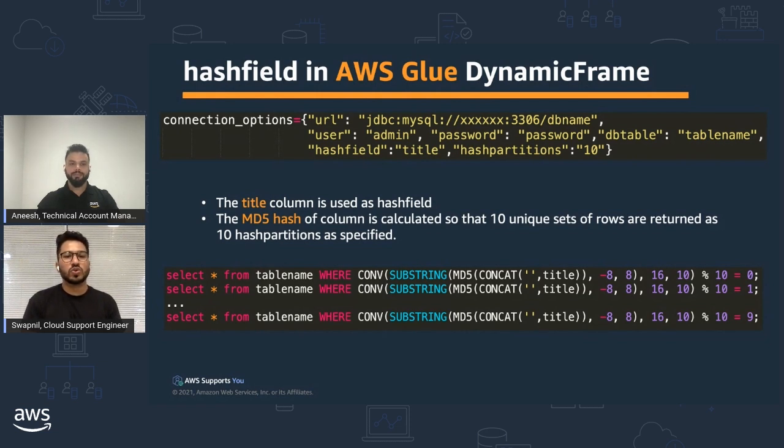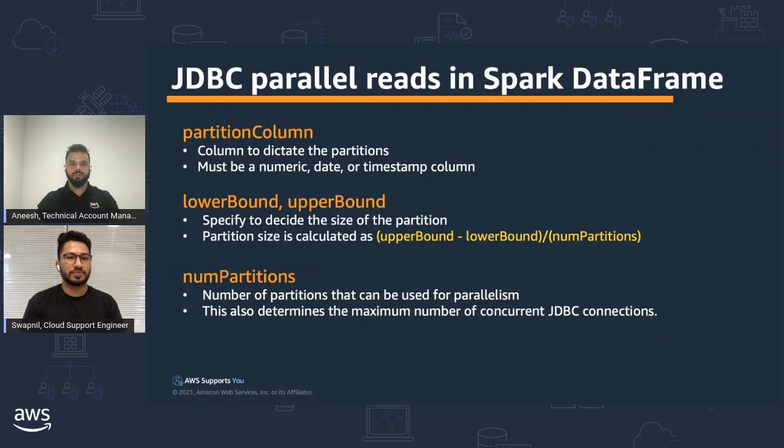partition being 10. So if we review the sample queries that are fired, again a modulus operator is used for each of the MD5 hash values calculated, returning 10 different unique values ranging from 0 to 9. So this is how we can see that there are multiple queries that get fired on the data store to read in parallel, as opposed to a single query to read in the default JDBC operation. So this is how we do the JDBC parallel read operation in AWS Glue DynamicFrame. Let's talk about parallel JDBC read in Apache Spark DataFrame.